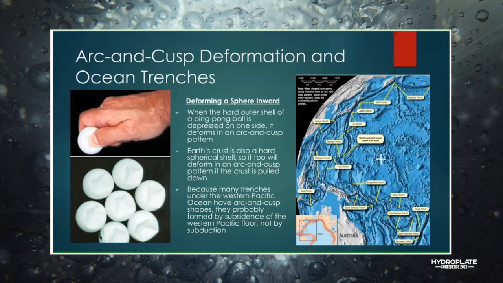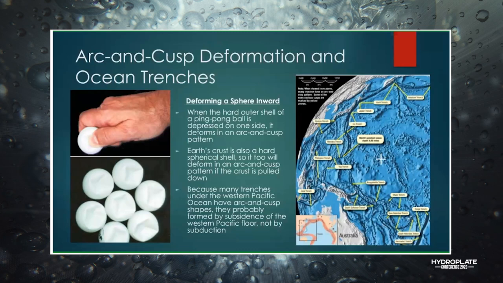And if it gets deformed, either by being pushed inward in the case of these ping pong balls, or in the case of the Pacific Ocean, if there's a subsidence and there's a void and the crust is being sucked down, we would expect it to deform in this arc and cusp pattern, which is just an amazing fit with what we actually observe in the oceans. We have these deep trenches, thousands of miles long and thousands of feet deep, that form the same arc and cusp pattern around the rim of the Pacific.